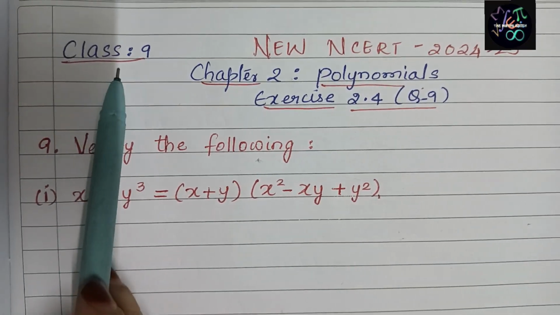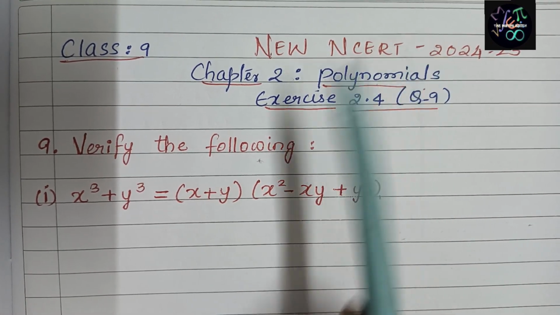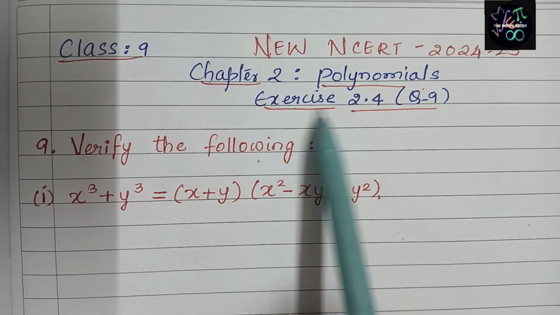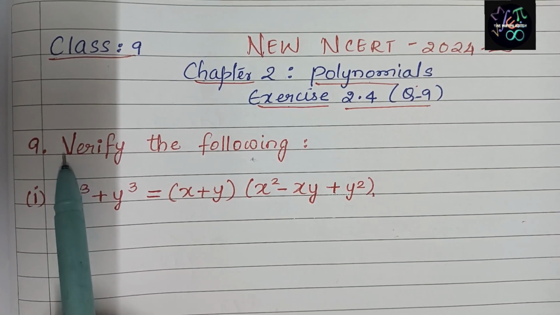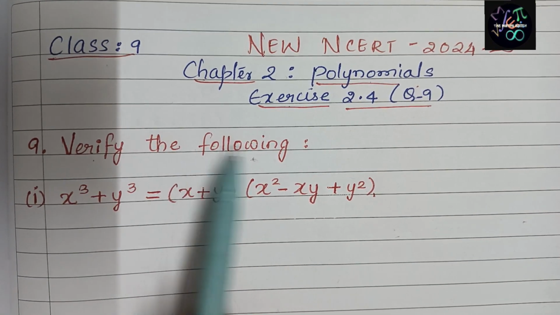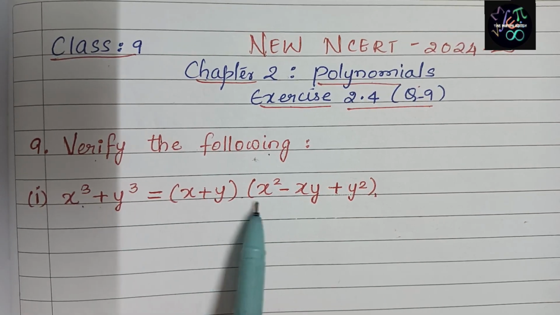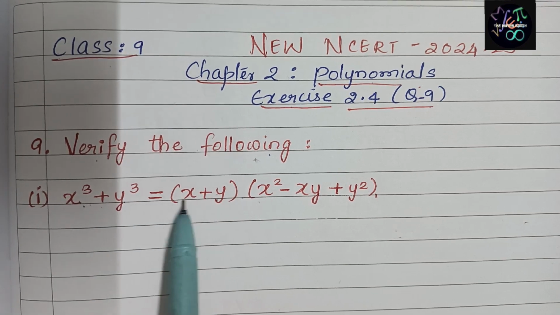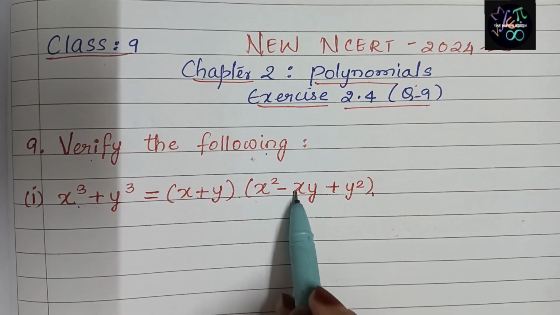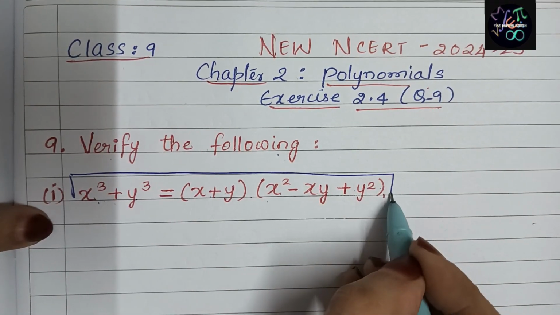Today I am here with class 9, chapter 2 polynomials from the new NCERT textbook. In this video we are going to solve exercise 2.4 question 9. Let us see what question 9 says. Verify the following. Verify means LHS should be equal to RHS. x cube plus y cube should be equal to (x plus y)(x square minus xy plus y square). This we have to prove.